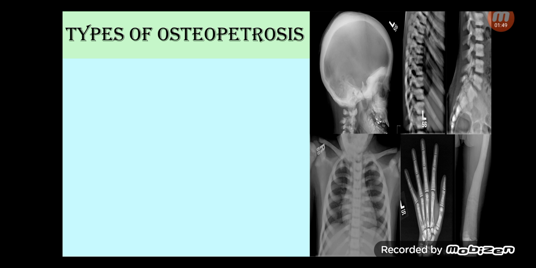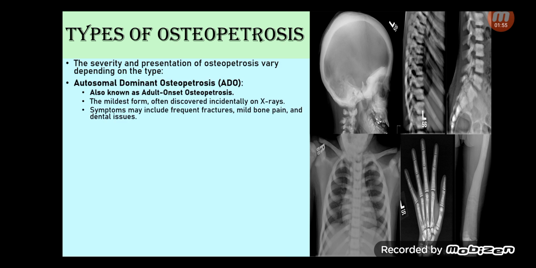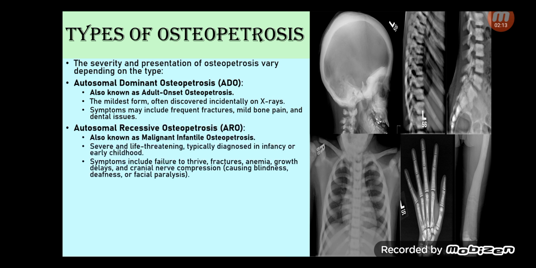Now we will talk about types of osteopetrosis. The severity and presentation of osteopetrosis vary depending on the type. The first type is autosomal dominant osteopetrosis, that is also known as adult onset osteopetrosis. It is mildest form and often discovered incidentally on X-rays. Symptoms may include frequent fracture, mild bone pain, and dental issues.